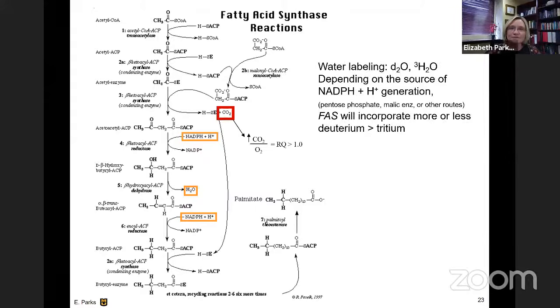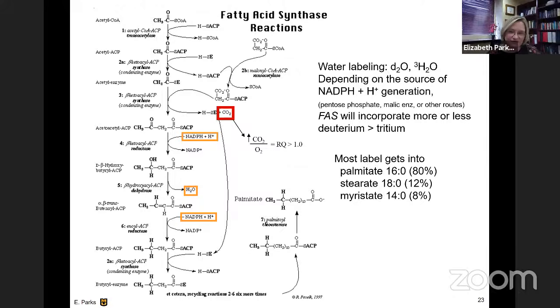You can use tritium or deuterium to label de novo lipogenesis. In some tissues, there is more or less incorporation of deuterium or tritium. But as I said, we get roughly the same result. The primary product of the fatty acid synthase complex is palmitate. We do see some stearate that has label in it and some myristate as well.